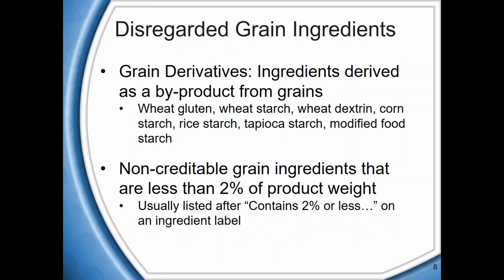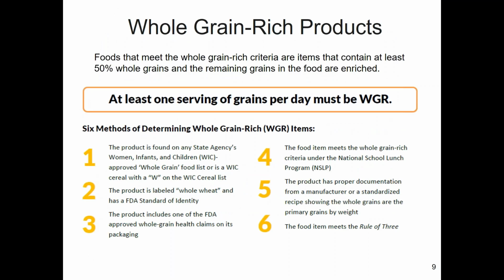In addition to credible and non-credible grains, you have another category called disregarded grain ingredients. These do not need to be counted at all when you're figuring out whether a grain product is creditable or not. Disregarded grains include grain derivatives, which are byproducts of grains, such as cornstarch or modified food starch. Disregarded grains also include non-credible grain ingredients that make up less than 2% of a product's weight. Disregarded grains will be a factor when we talk about the rule of 3 later.